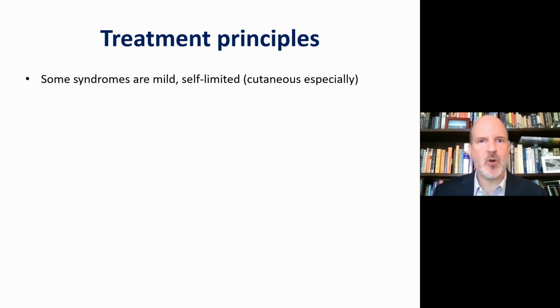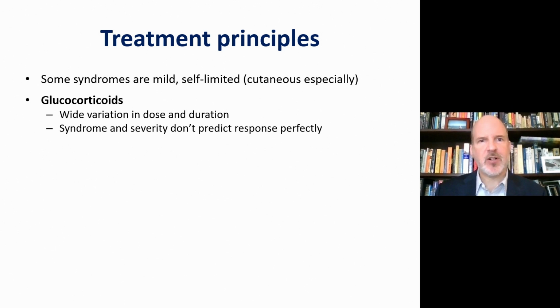And I'm sorry there's so many words on this slide, but some of the syndromes are mild and self-limited, and that's especially isolated cutaneous vasculitis. Glucocorticoids, unfortunately, we use them a lot. Generally, the more severe the disease, the higher the dose we start with. However, that doesn't necessarily predict responsiveness. So for example, IgA vasculitis and cryovasculitis sometimes simply don't respond to glucocorticoids well.